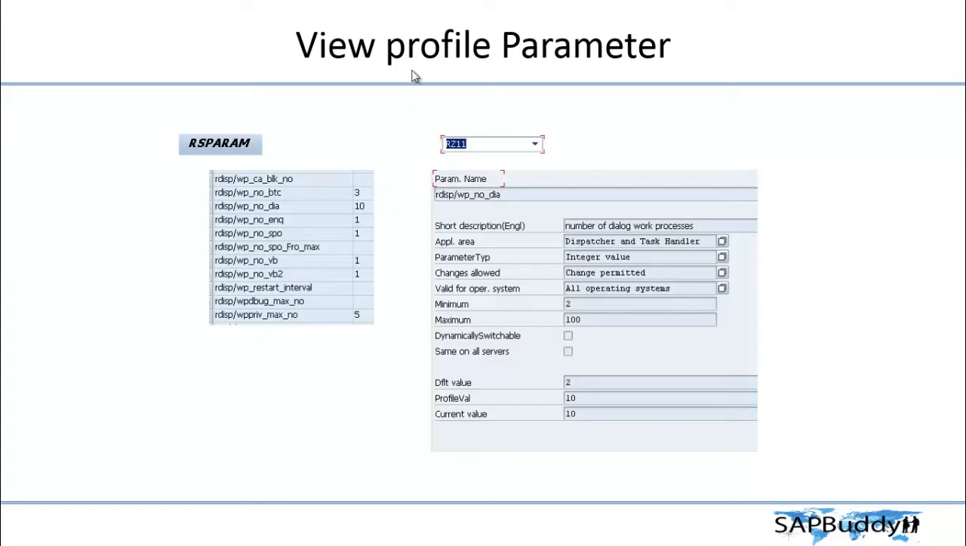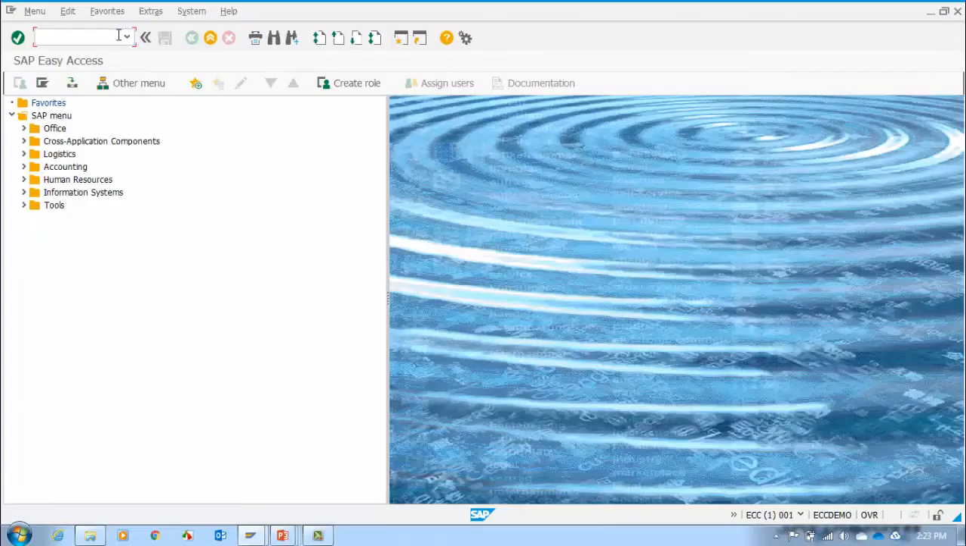The next one is a transaction code, RZ11. RZ11 is a transaction code which is used to monitor a specific parameter. This also gives you quite a lot of information about how the profile parameter is being used, and what the minimum, maximum and current values are, and so on. So let us have a look into our system. Okay, this is our SAP system.